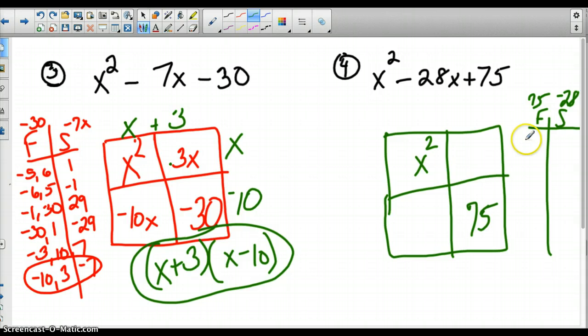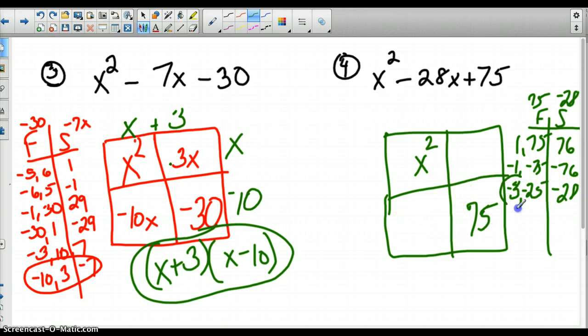So 75 breaks down to 1 and 75. Well, that's not going to get you it, it's going to give you 76. If they're both negative, it's still going to give you negative 76. Can't put 2 in. Could do 3 with 25, and if I make the 25 negative and the 3 negative, I end up getting negative 28.